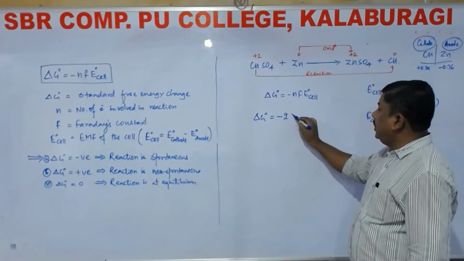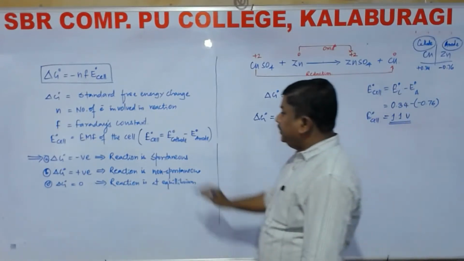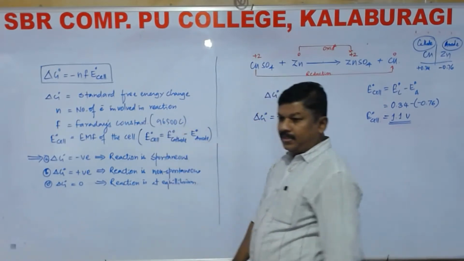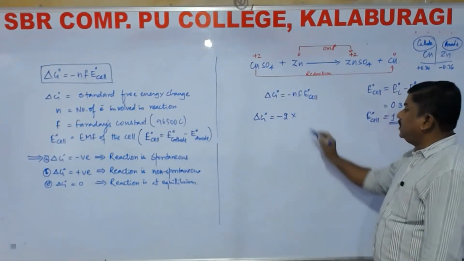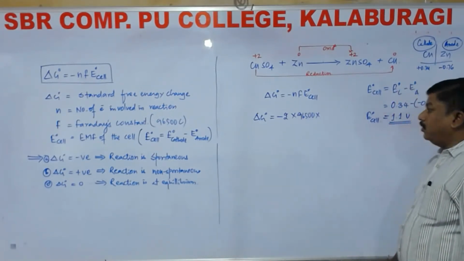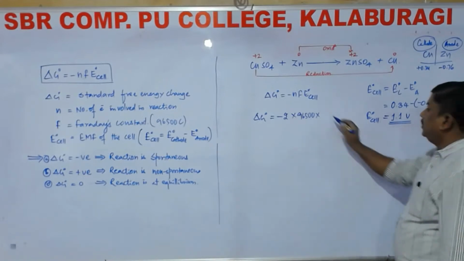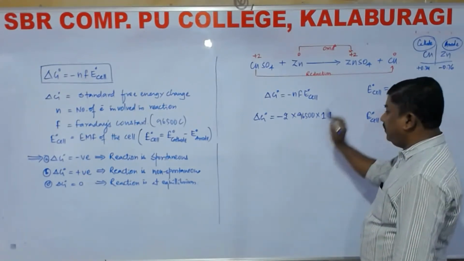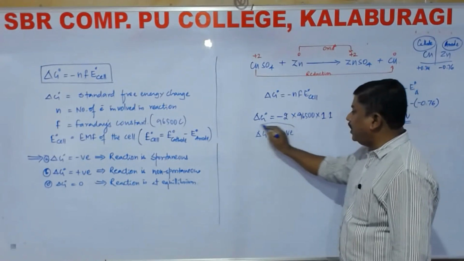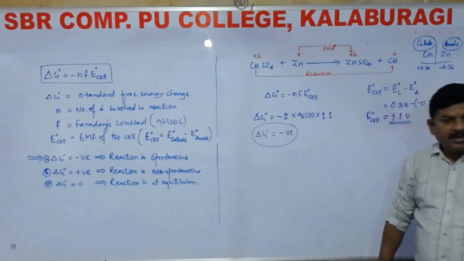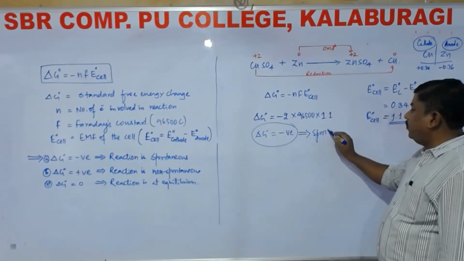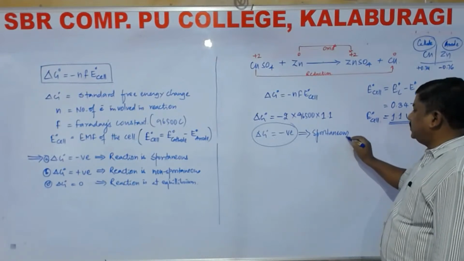This is going to be 2 into Faraday's constant. This Faraday's constant value is 96,500 coulombs. 1 Farad is equal to 96,500 coulombs. It is 96,500 coulombs into what's the value of E naught of this cell? It is 1.1 volt. We don't require the corresponding value, just a negative value is obtained. Yes or no? When a negative value is obtained, what can we say? The reaction is going to be spontaneous.